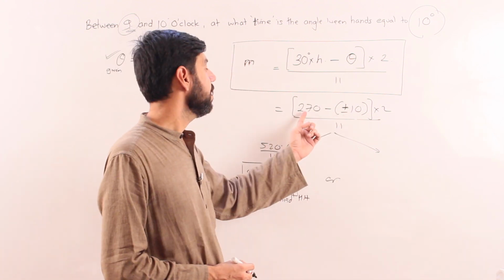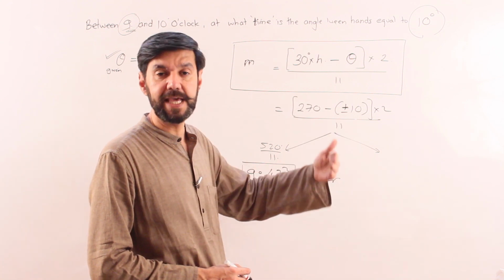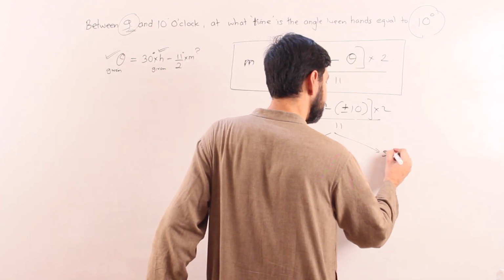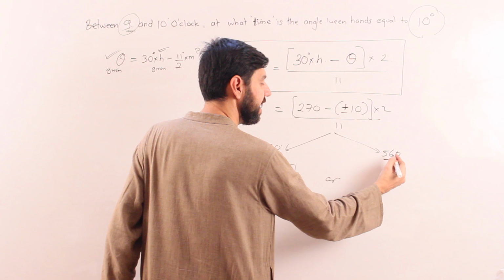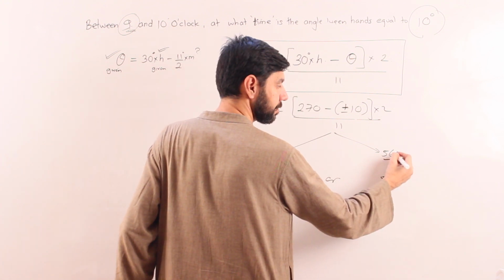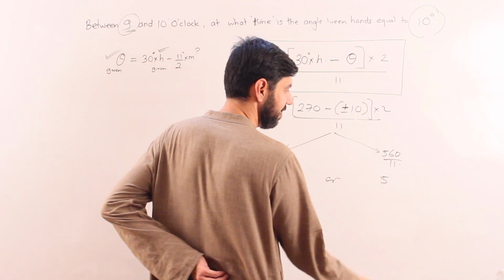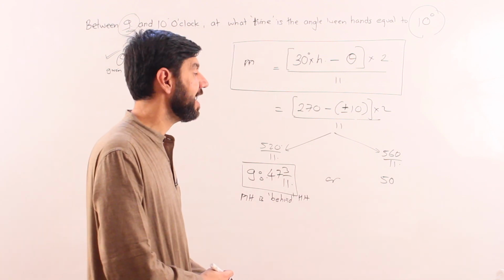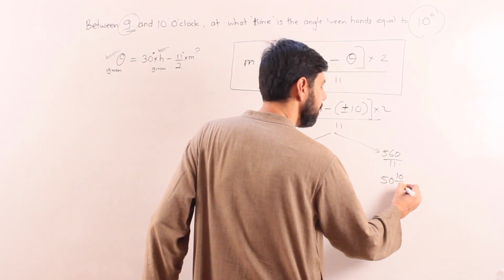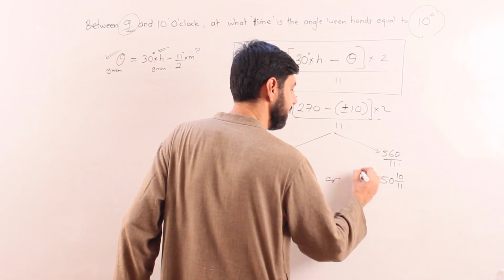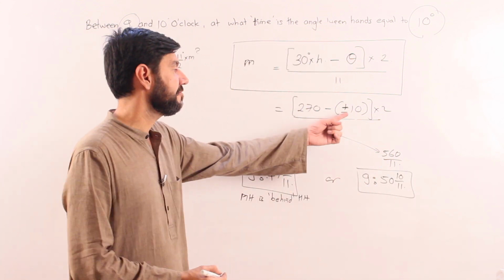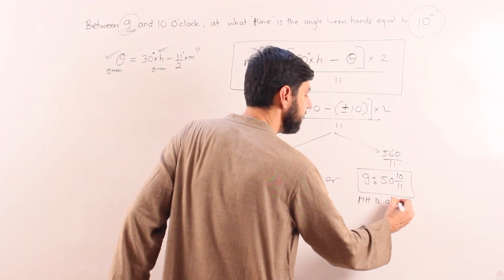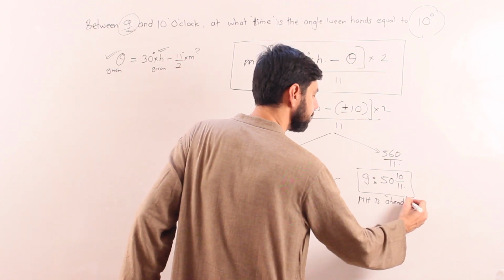Let's do with the minus sign. 270 minus minus will become 280. Double of 280, 28, 560. So that is going to be 560 by 11, and 11 50s is going to be 550, and then a 10 by 11. So these many minutes past 9. So this is your second answer. This time I have chosen the minus sign. So this is when the minute hand is ahead of the hour hand.